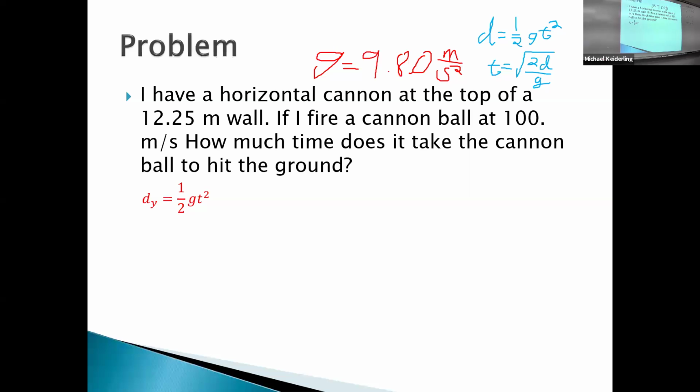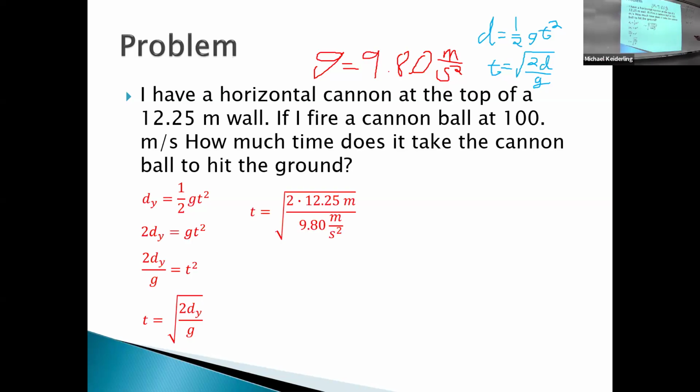So our vertical distance is going to be 1/2 g times time squared. So 2 times the vertical distance equals g times time squared, so time squared equals 2 times the vertical distance over g. So the time is going to be the square root of 2 times the vertical distance over g. So 2 times 12.25 meters over 9.8 meters per second squared is 2.5. And the square root of 2.5 is 1.58. So the time will be 1.58 seconds.